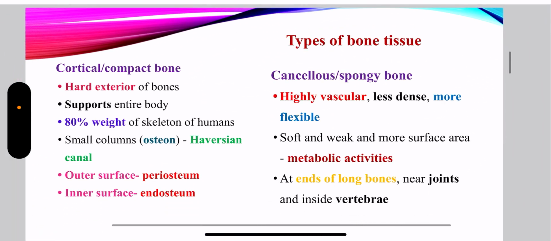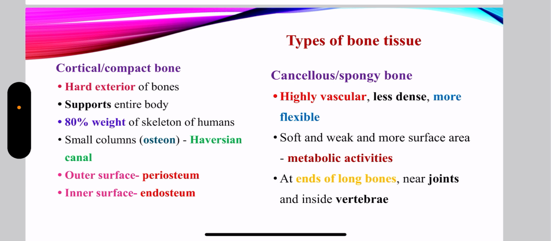Now about the cancellous bone or the spongy bone. It is highly vascular but less dense and more flexible bone. It is very soft and weak as compared to the cortical bone. It has more surface area, that's why it is involved in the metabolic activities.